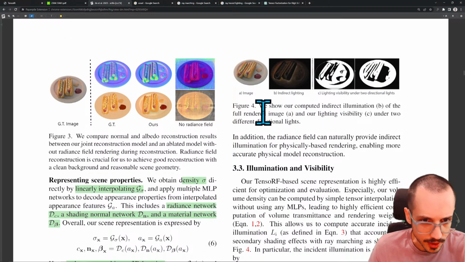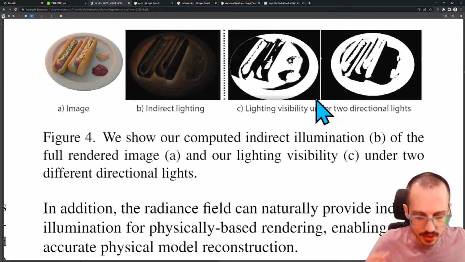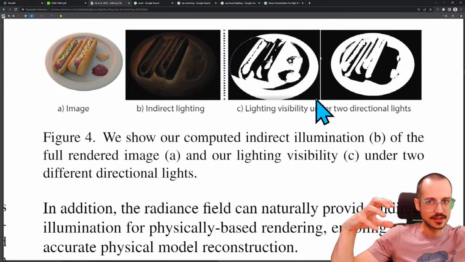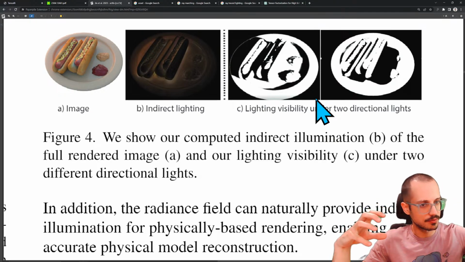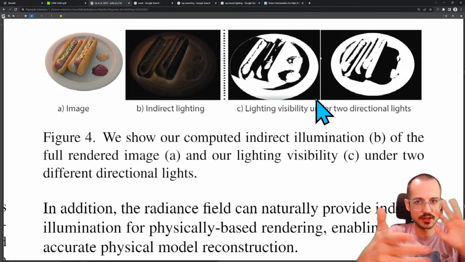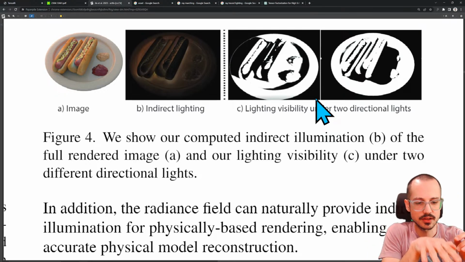All right, let's see. Figure 4. We show our computed indirect illumination of the full rendered image and our lighting visibility under two different directional lights. So indirect lighting, and then lighting visibility under two directional lights. So really what you're looking at here, directional lights just means a light that is coming from a specific point. You have your little voxel of 3D space, you have your hot dog object sitting there, you have a directional light that's coming straight at it.